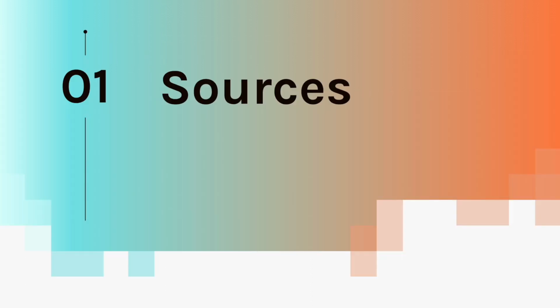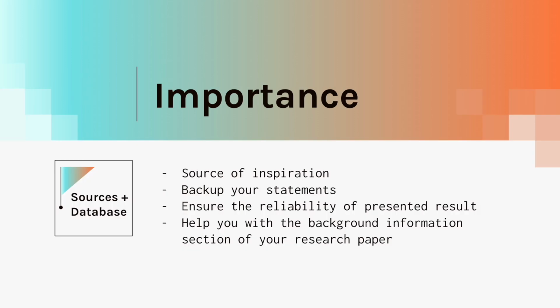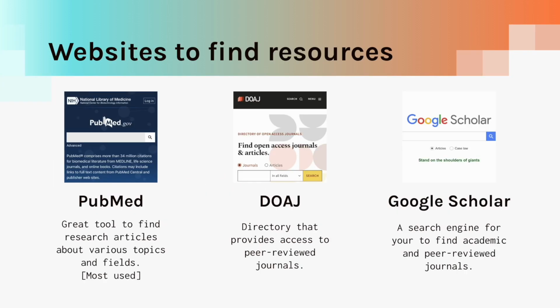So first, on the sources you can use for your research. Sources are a critical component of research. They serve as a foundation for inspiration, provide evidence to support claims and results, and contribute to the understanding of the topic at hand. It is essential to use credible and reliable sources, which are usually peer-reviewed to ensure the validity of your findings. Here are some websites you can access to find such sources.